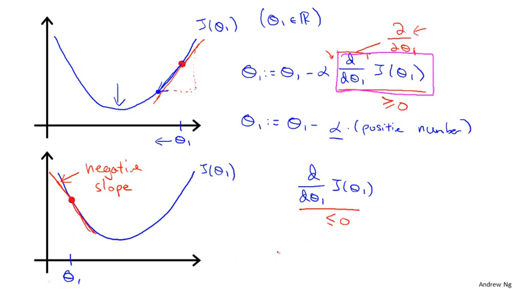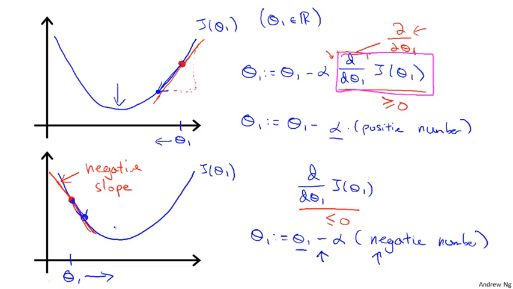So when I update theta, theta gets updated as theta minus alpha times a negative number. And so I have theta 1 minus a negative number, which means I'm actually going to increase theta, because this is minus a negative number, so I'm adding something to theta. And so I'm going to start here and increase theta, which again seems like the thing I wanted to do to get me closer to the minimum. So this hopefully explains the intuition behind what the derivative term is doing.